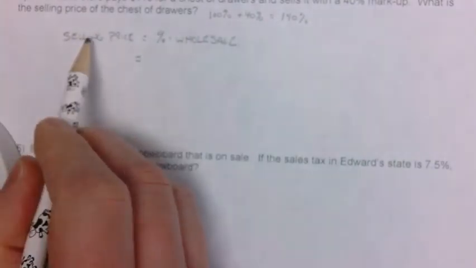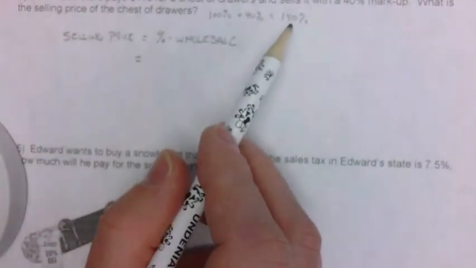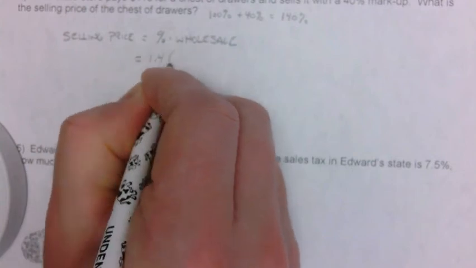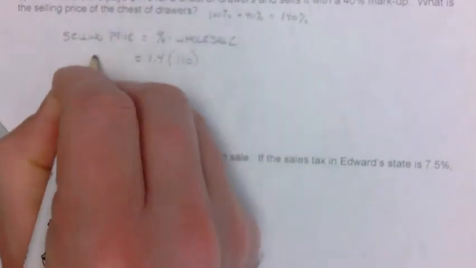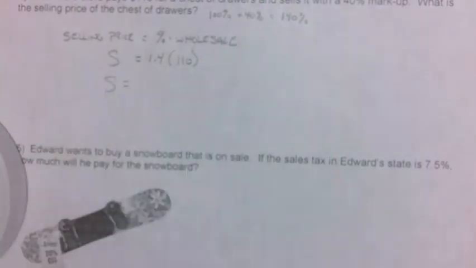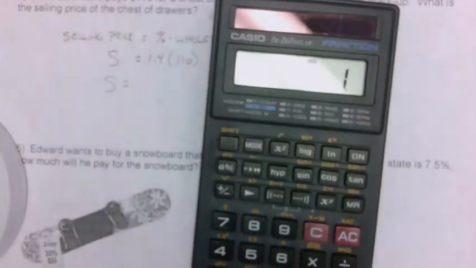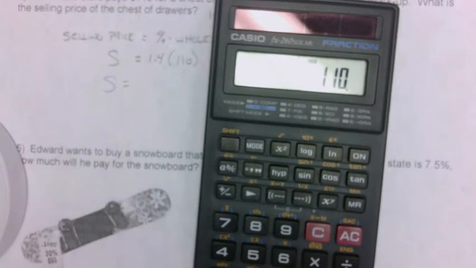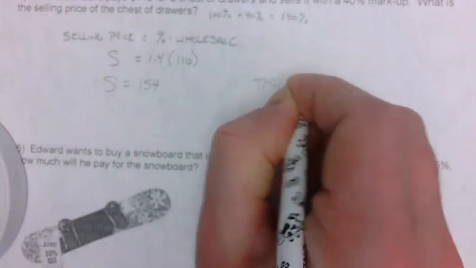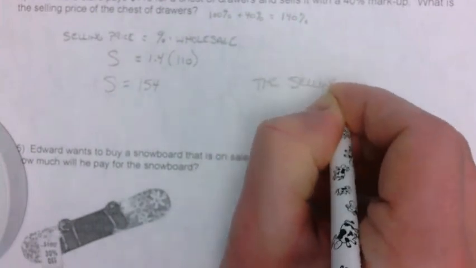Since the selling price is 140% of the wholesale price, we're going to use the decimal 1 4/10 times the wholesale price. The store paid $110. And that's going to get us S, which is the sale price. So all you have to do is 1 4/10 times 110, and you get 154. S equals 154.